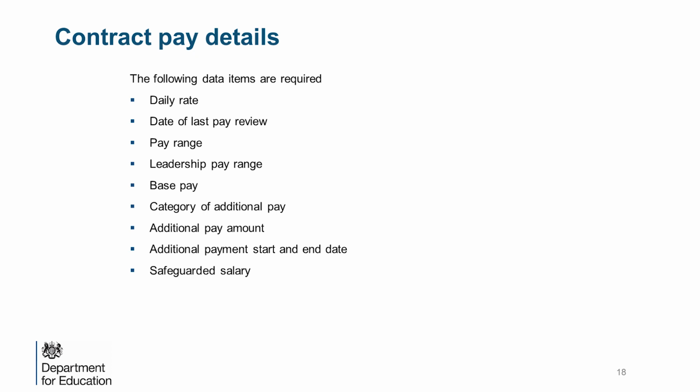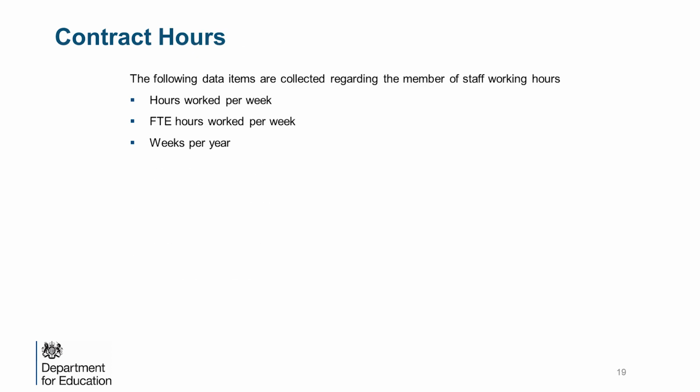This slide shows what is collected regarding pay details of contract. All establishments must ensure that hours worked per week are recorded accurately. The information on hours required in the census is the number of hours worked in a normal week. Staff members who have been employed for more than 28 days should be recorded as working the number of hours worked in a normal week.